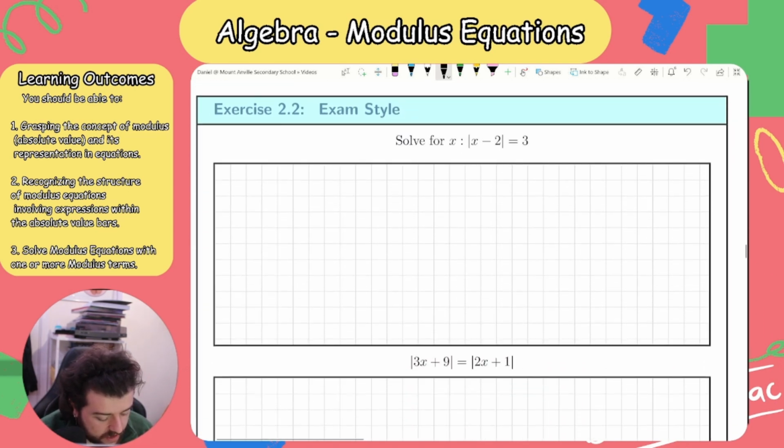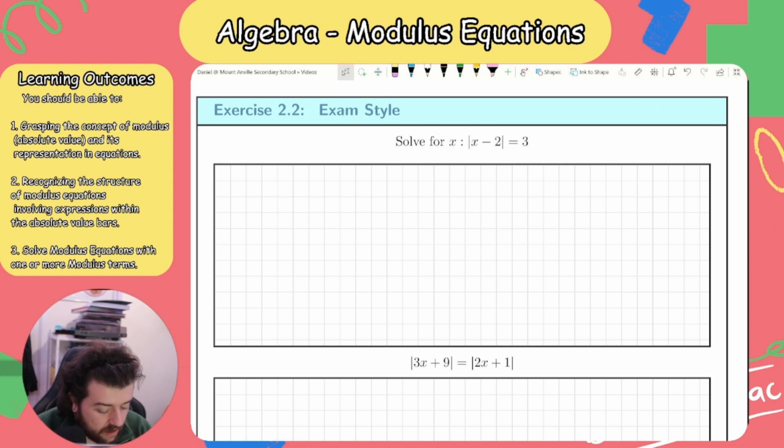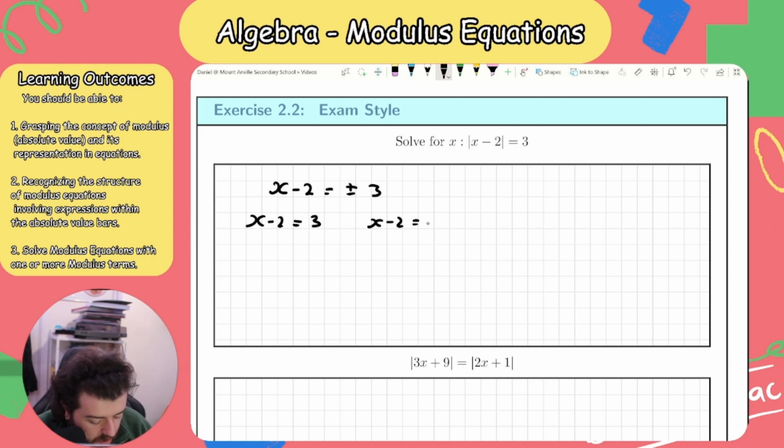Now, this one here, this is some exam style practice ones. Solve for x. The modulus of x minus 2 is equal to 3. Easy peasy. So x minus 2 is going to equal plus or minus 3. x minus 2 is going to be equal to positive 3. x minus 2 is going to be equal to minus 3. x is equal to 5. x is equal to minus 1. Easy peasy, lemon squeezy.